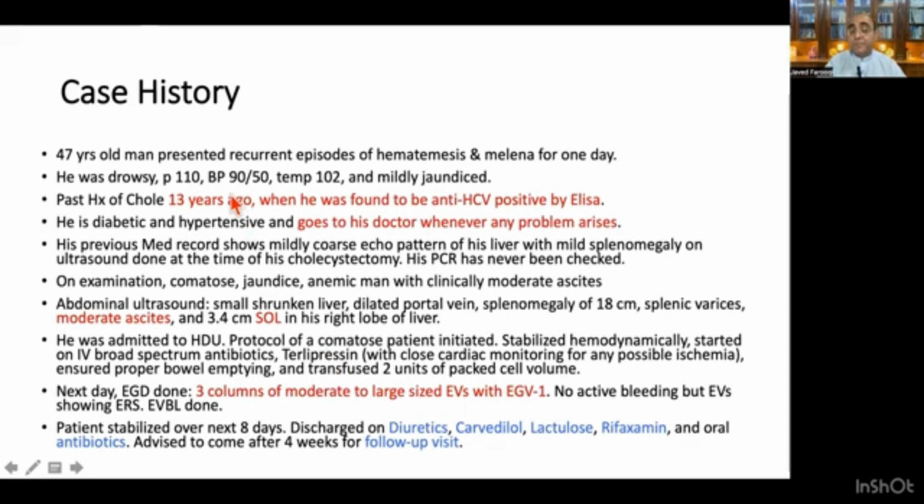So, in the same study, the patient was discharged on diuretics, carvedilol, lactulose, rifaximin, antibiotics, and follow-up visits. Now the patient has been given the diuretics for his ascites, carvedilol, a beta blocker, for the secondary prophylaxis of the bleed, as well as to have an impact on the ascites, lactulose and rifaximin for his HE, antibiotics for his infection, and of course follow-up visits for the viral markers and other checkups.